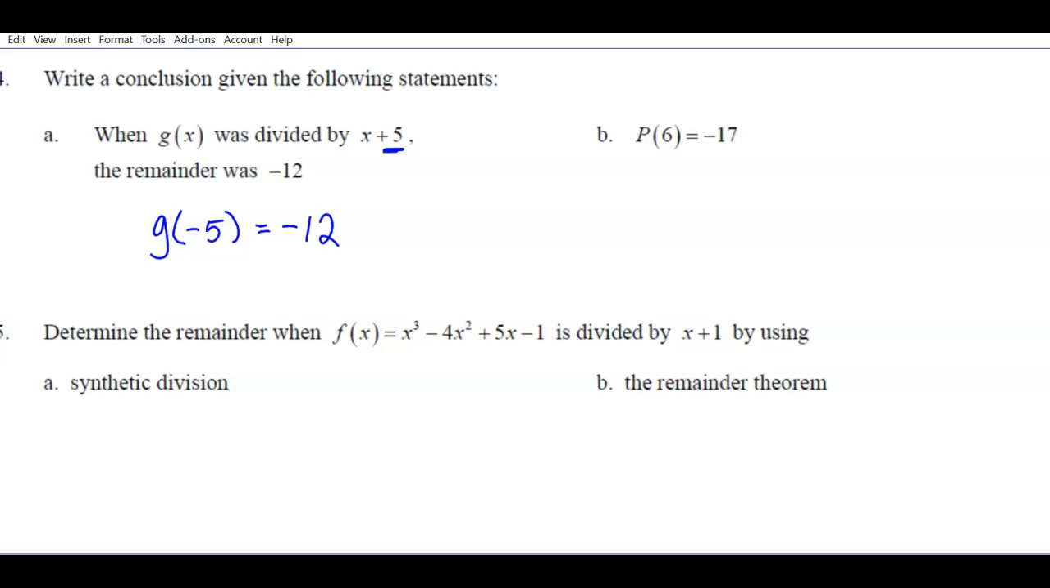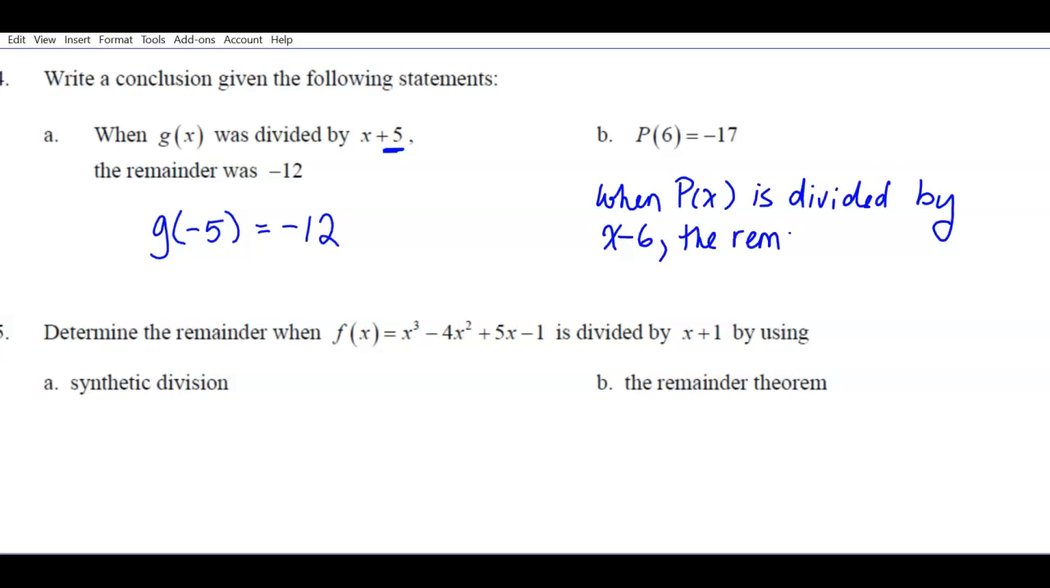So this means here, this is like this statement, so now we're going backwards. That means when p of x is divided by x minus 6, the remainder is negative 17.